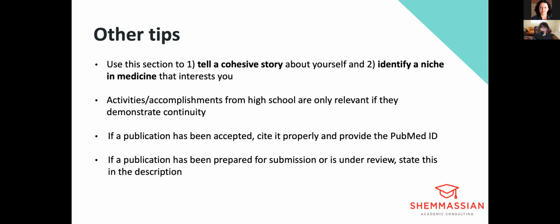If a publication has been accepted, cite it properly and provide the PubMed ID. If something's under review, you probably shouldn't write about a manuscript in preparation. You could mention, hey, we're preparing a manuscript on X. If something's been submitted and it's under review, perhaps you can use the citation and say under review. But typically, you want to reserve it for stuff that's either in press, meaning it's been accepted but hasn't yet been published, or something that's already out. If a publication is in preparation or under review, state that in the description. So be mindful not to oversell things, right?